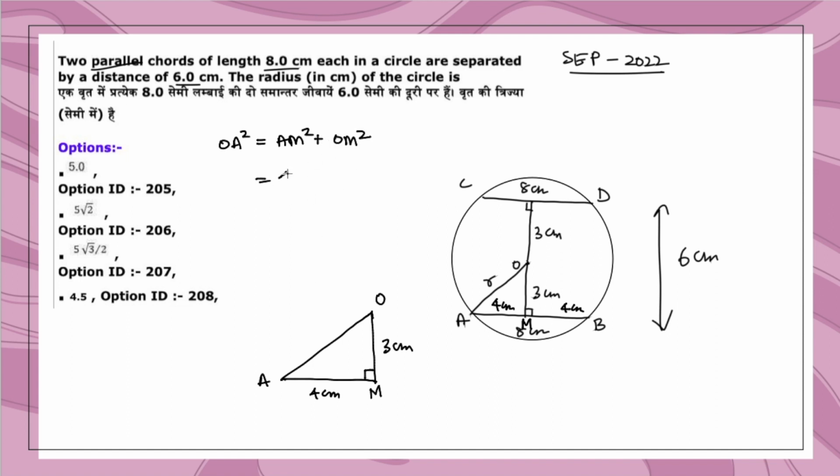So if you just do that, 3 square plus 4 square is going to give you 9 plus 16, that will be 25. That is OA square, or OA will be equal to under root 25. So this will become 5 centimeter, and that is the radius of the circle. So the radius of the circle is 5 centimeter. So this was again a question asked in September 2022, and this needs to be done like this.